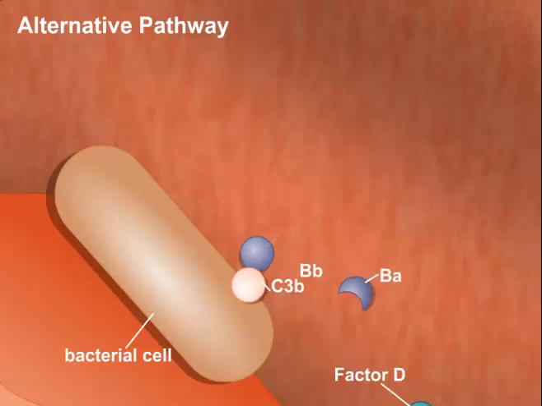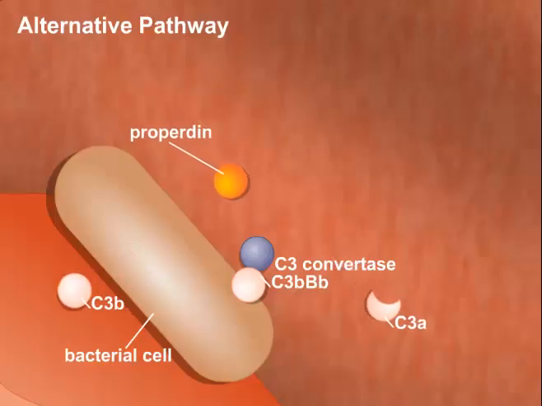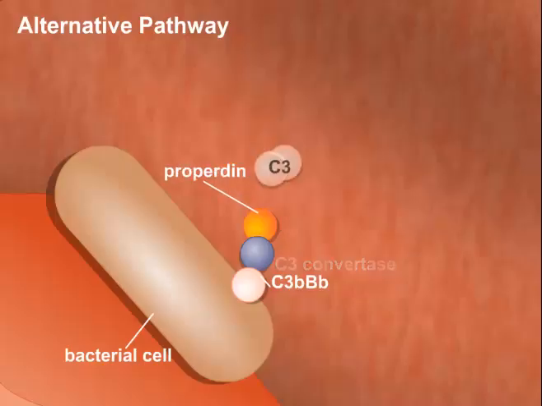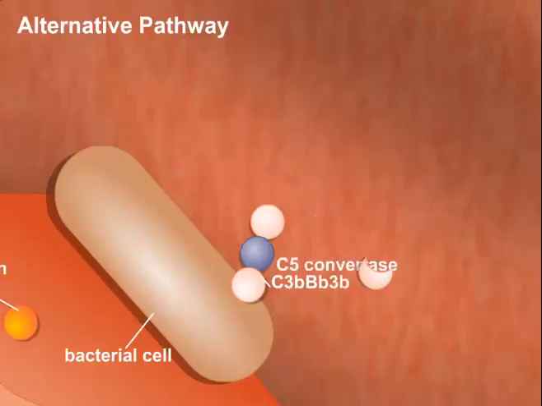forming C3bBb, analogous to C4b2b. Both structures, C4b2b and C3bBb, are called C3 convertase. C3 convertase rapidly cleaves more C3 into C3a and C3b. C3 convertase is further stabilized by properdin, which allows another addition of C3b, forming C5 convertase.